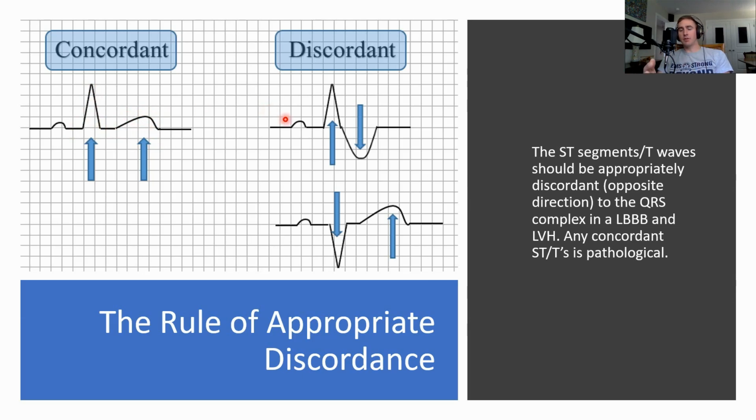In paced rhythms, left bundle branch blocks, or left ventricular hypertrophy, the rule is that the T wave is discordant. So the T wave is in the opposite direction of the QRS complex. If you have a positive QRS complex, you would expect to find a negative T wave. If the QRS complex is negative, you would expect or find a positive T wave. This is normal.